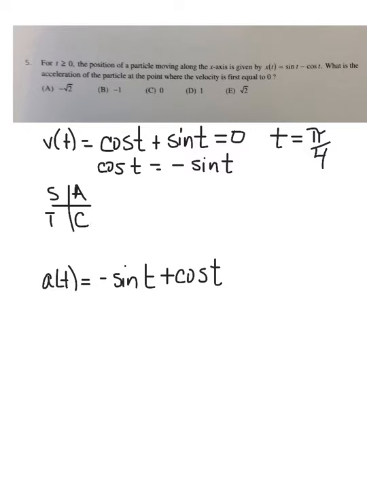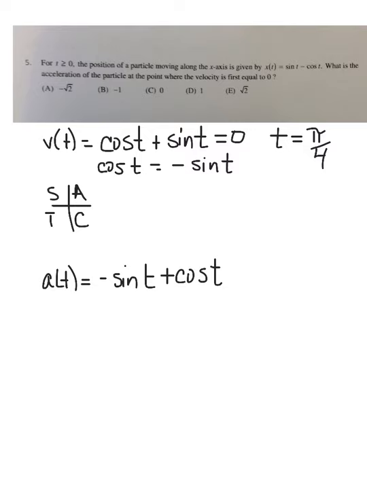Okay? However, we're going to have two possible answers here for t, but actually we're not, because let's go back and read this again. At the point where the velocity is first equal to 0. So which comes first, the second quadrant or the fourth quadrant? And hopefully you're saying it's the second quadrant. So we don't really need to find the angle in the fourth quadrant because this says first equal to 0, which would be the second quadrant. So we need to know what is pi over 4 in the second quadrant, okay?